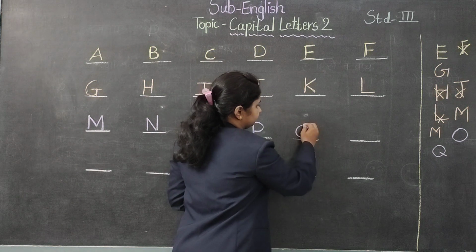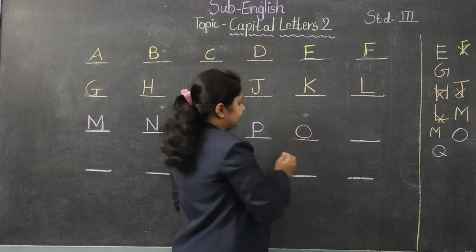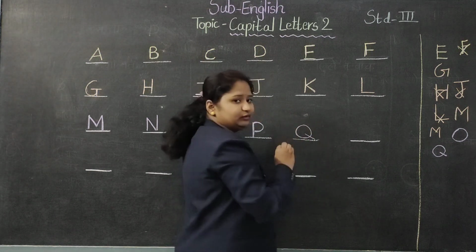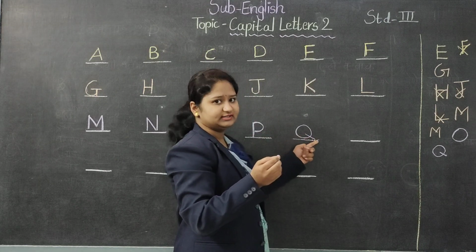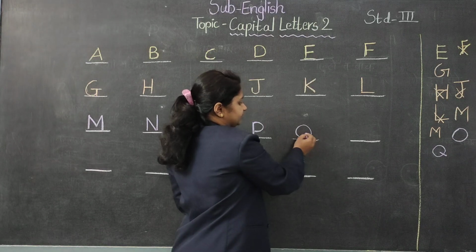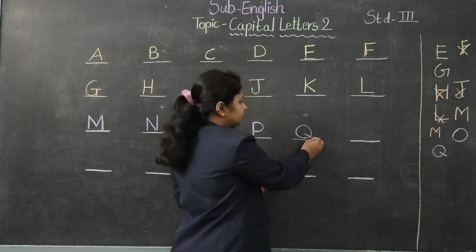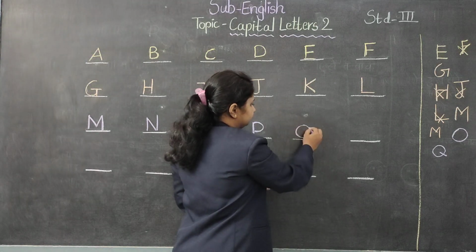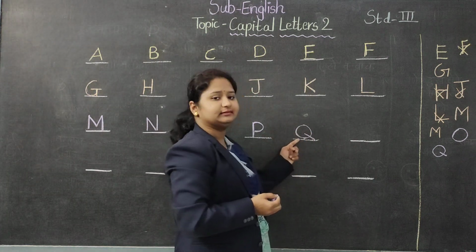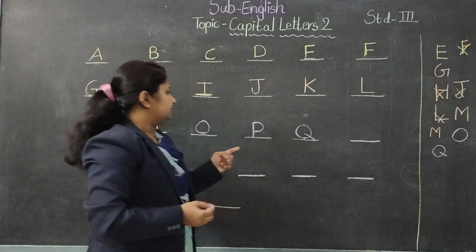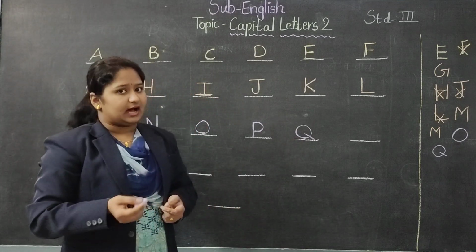First, a circle and then the Q line, which is slanting, will come from up towards down. We should not do like this. We have to do it in this way. So there are two steps, 1 and 2. There are 2 steps to write the letter Q. Now we will move forward to the letter R.